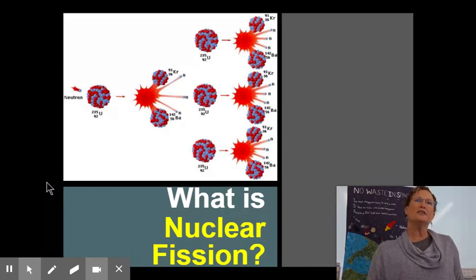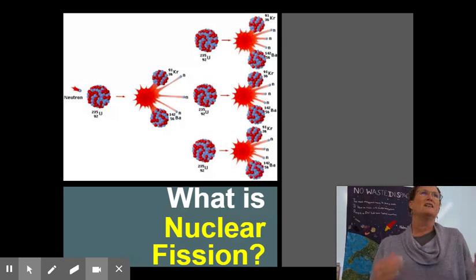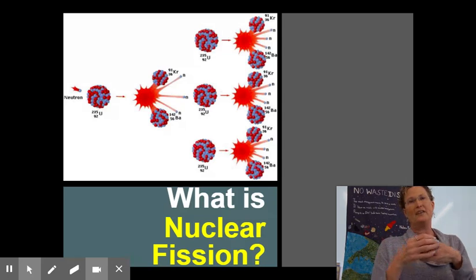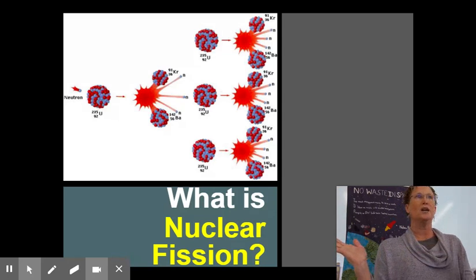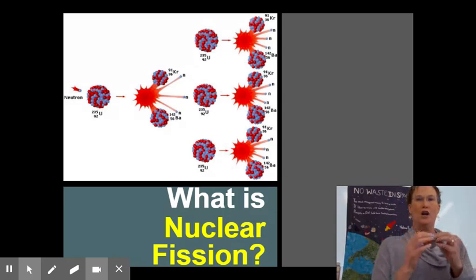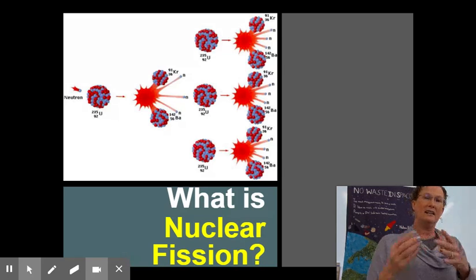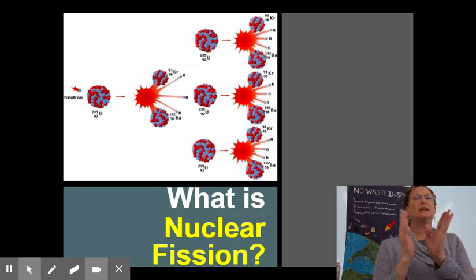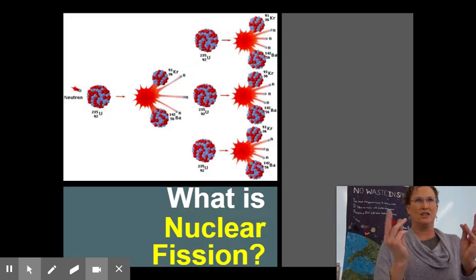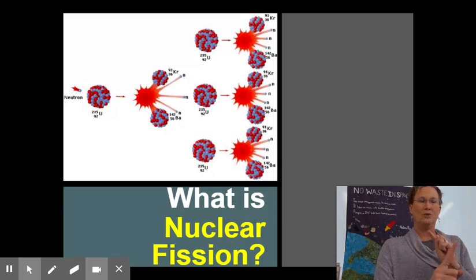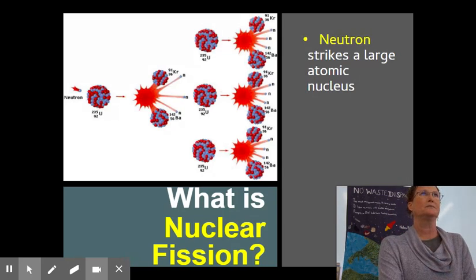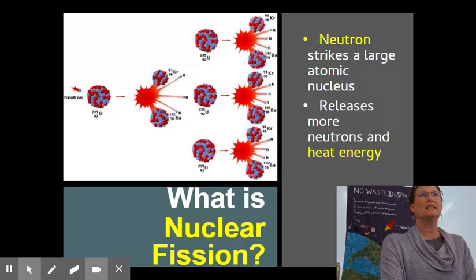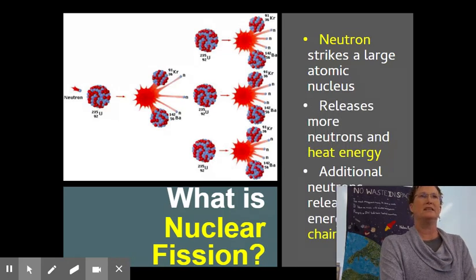So what is nuclear fission? Okay, so you have fission and fusion with nuclear. Fusion is when two atoms come together, and fission is when two atoms go apart. So when things break apart, the actual nucleus, get it? Nuclear, it's the nucleus of the atom. When the nucleus breaks, it lets off heat. That's what fission is. Fission with two S's, that is fission. So a neutron strikes a large atomic nucleus and it releases more neutrons and heat energy.